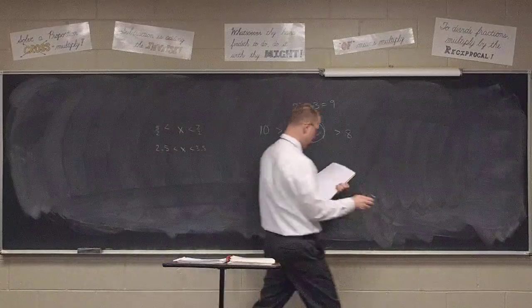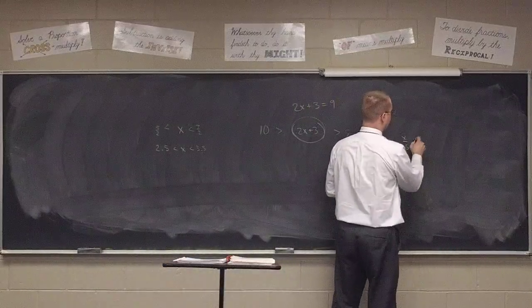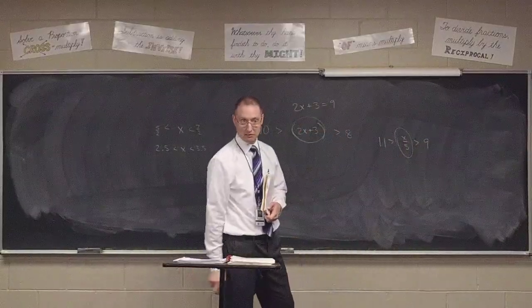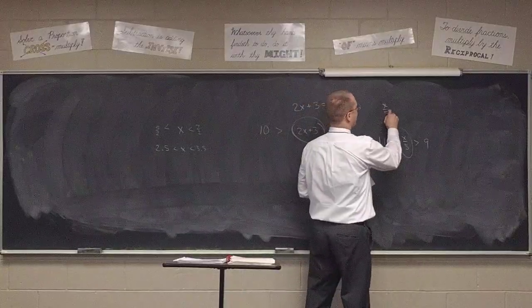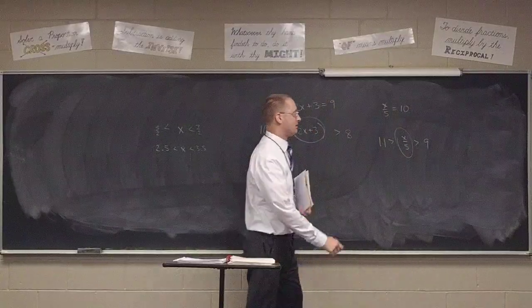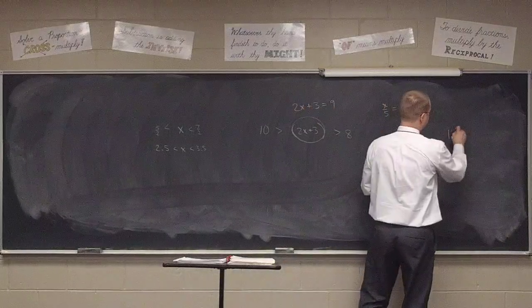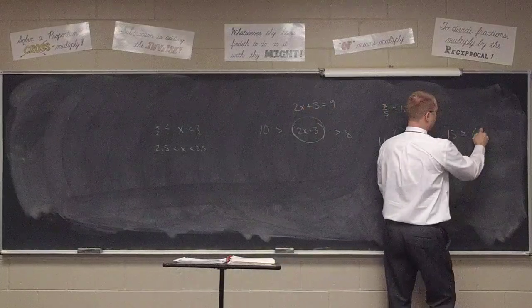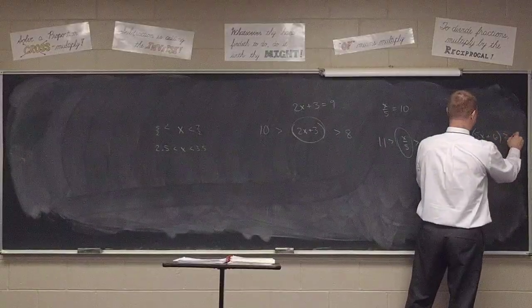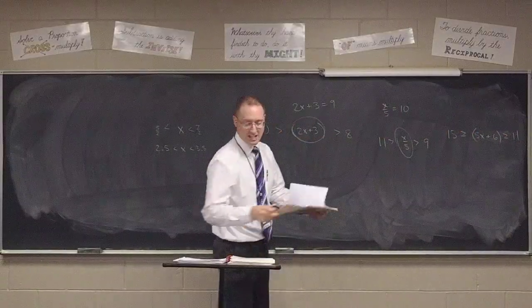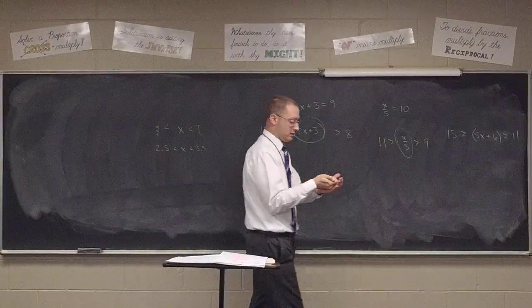Looking at the next one, we've got 11 is greater than something divided by 5 is greater than 9. What is between 11 and 9, class? 10. Okay, so that means the x over 5 has to be equal to a 10. So what's x? 50. And then the last one, 15 is greater than or equal to 5x plus 6 is greater than or equal to 11. Well, here there's a few possibilities. What is between 11 and 15, class?